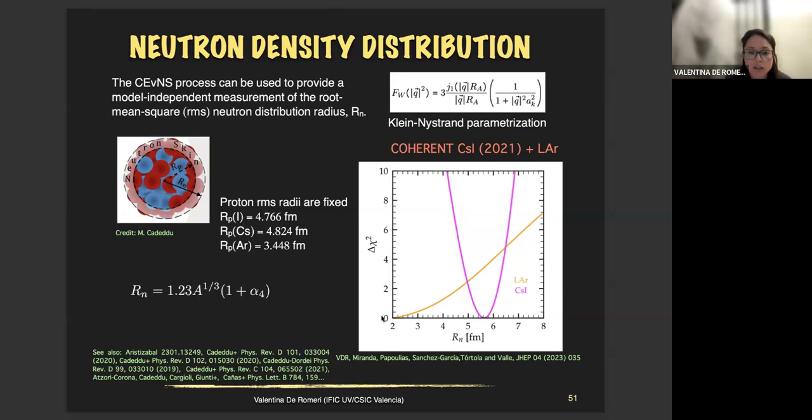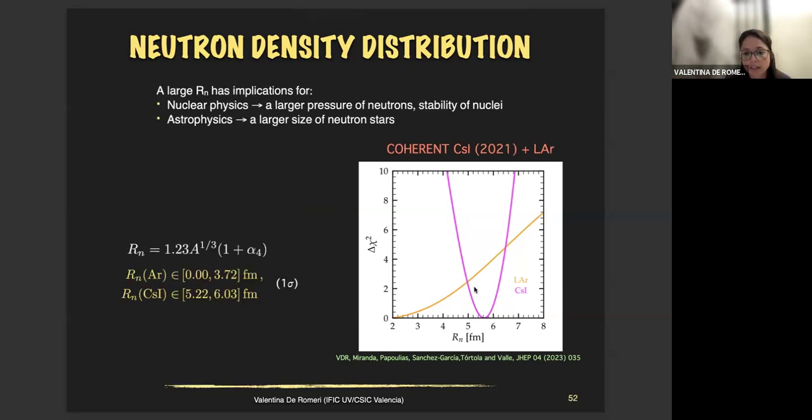In the case of liquid argon, you see that the significance is still very low, so it is actually compatible with 0, but it's just due to the data, let's say. So with more data, of course, we will be able also to extract a better fit for the neutron radius of argon. Why is this interesting? Well, because understanding better the neutron radius has implications for both nuclear physics, to understand better the stability of nuclei, and for astrophysics, to understand the physics of neutron stars.